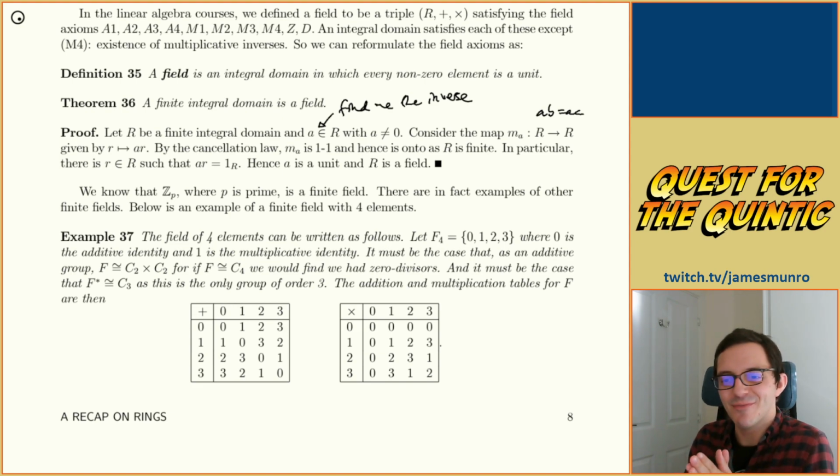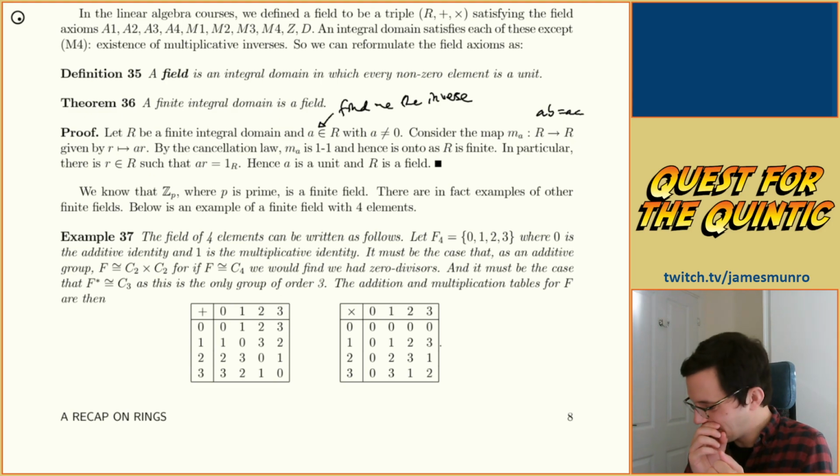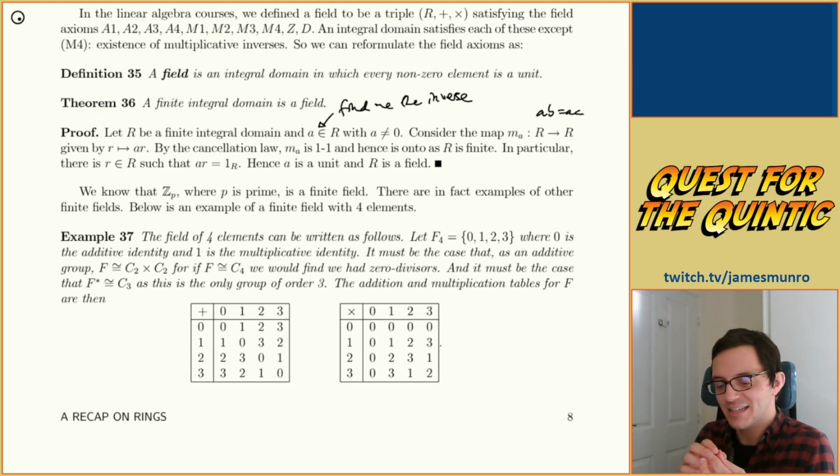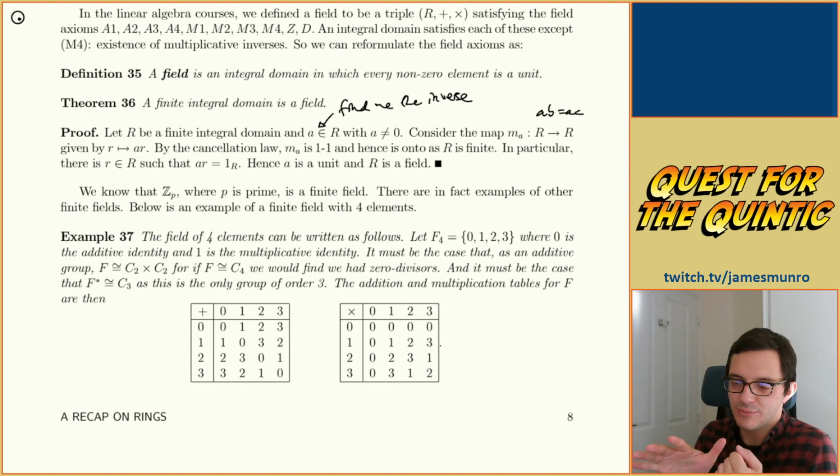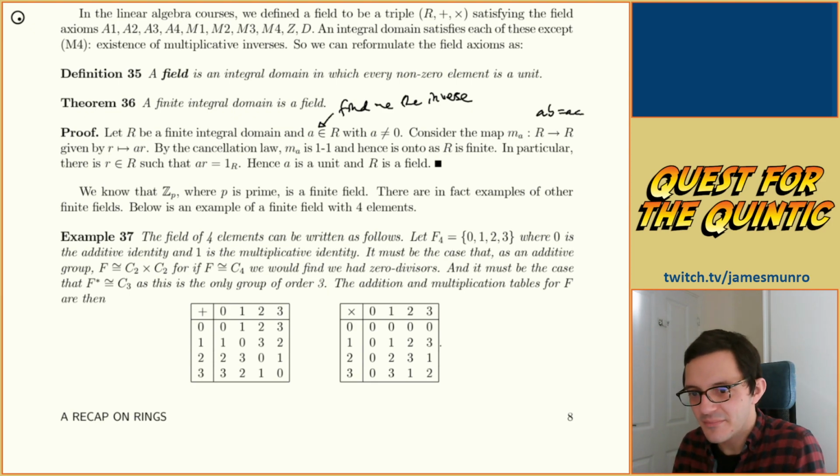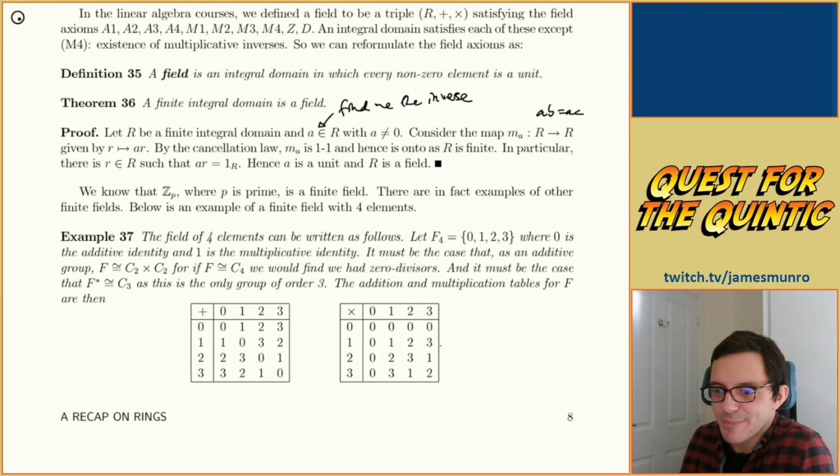Weirdly, that's not true for infinite rings, because for infinite sets, you could do something like have the integers get sent to the even integers, which can be one-to-one, but not onto. There'd be gaps. Loads of space in an infinite set.